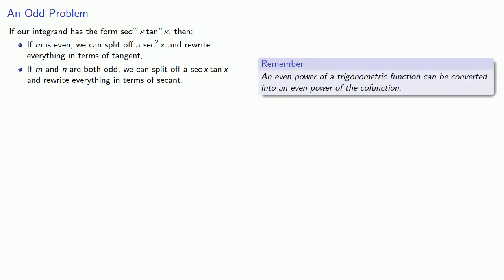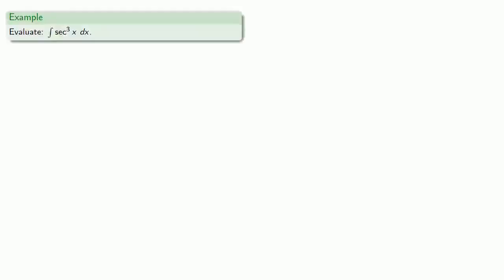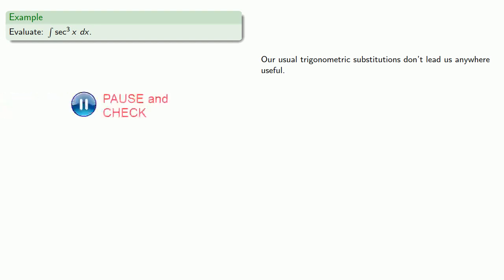But what if m is odd and n is even? What do we do then? So, for example, if we want to integrate secant cubed x dx, our usual trigonometric substitutions don't lead us anywhere useful.